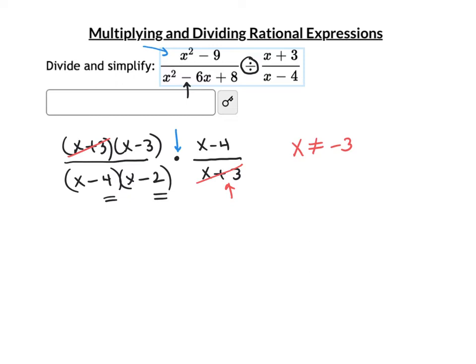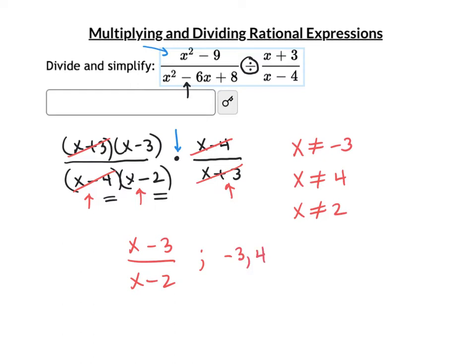That'd be bad. I can also cancel the x minus 4's, but I've got to note that x cannot be 4, because if I plug in 4 right here, 4 minus 4 is 0. Again, I'd be dividing by 0. I have one more restriction. X cannot be 2, because here, 2 minus 2 would create 0. My answer then is x minus 3 over x minus 2. And my restrictions, and in WAMAP, it will ask you just to list them separated by a comma. My restrictions are negative 3, 4, and 2.